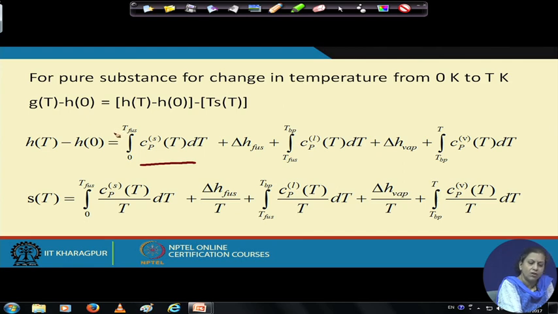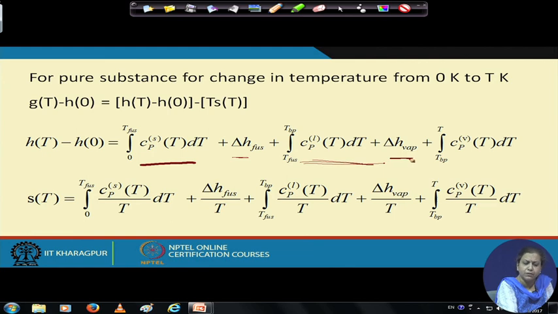What happens? The solid starts melting. When the solid starts melting, we have to give the latent heat of fusion. Once the entire solid has melted away, the liquid starts heating, and this is the enthalpy change for the liquid heating from its melting point to its boiling point. Then the vaporization process starts, and the substance starts absorbing the latent heat of vaporization.